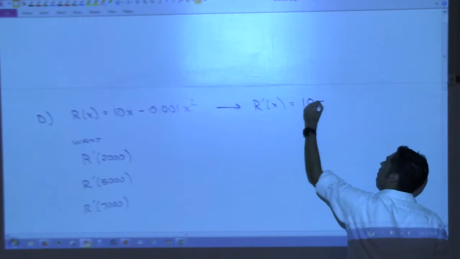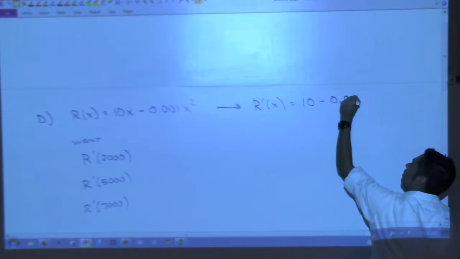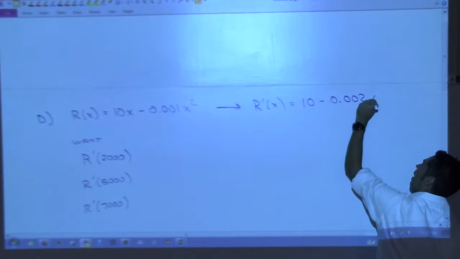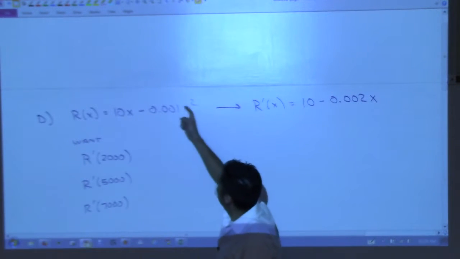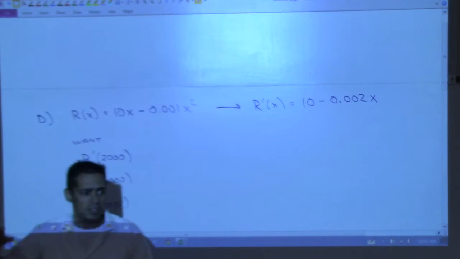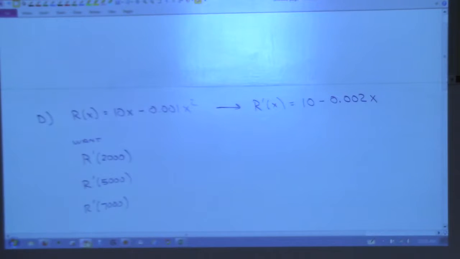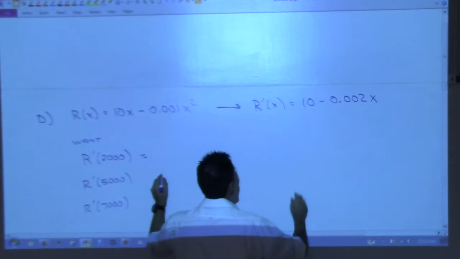10 minus 0.002x. So you're just taking the derivative of 10x, which is 10. The 2 comes out, hits this number, becomes 0.002, and then x to the first power. So that's our marginal revenue. And we're going to plug 2,000 into that. 2,000, then 5,000, then 7,000.